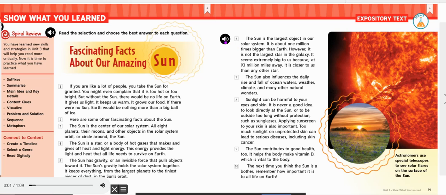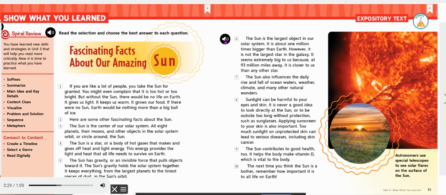The sun is the largest object in our solar system. It is about 1 million times bigger than Earth. However, it is not the largest star in the galaxy. It seems extremely big to us because, at 93 million miles away, it is closer to us than any other star. The sun also influences the daily rise and fall of ocean waters, weather, climate, and many other natural wonders.